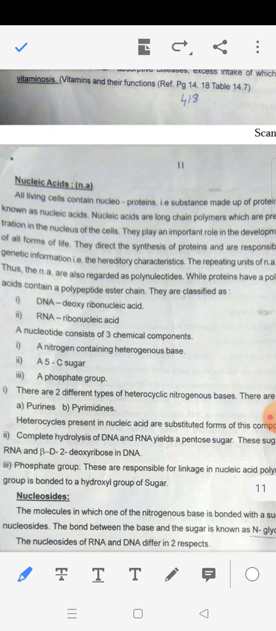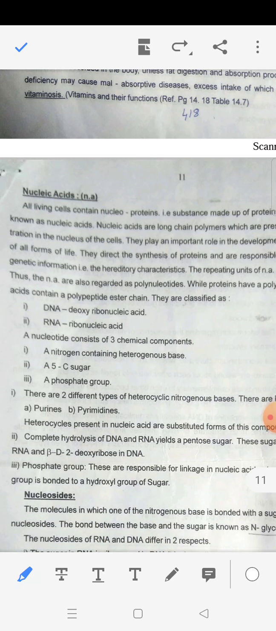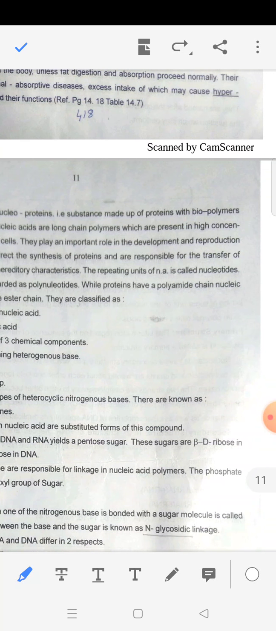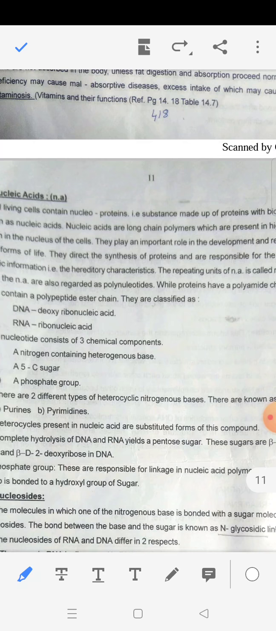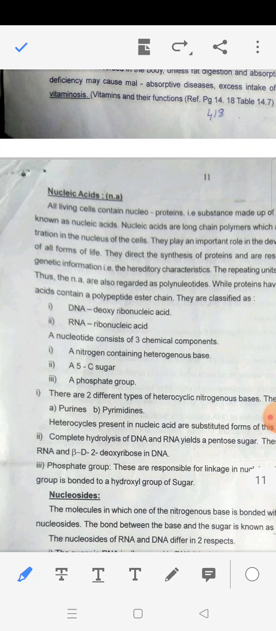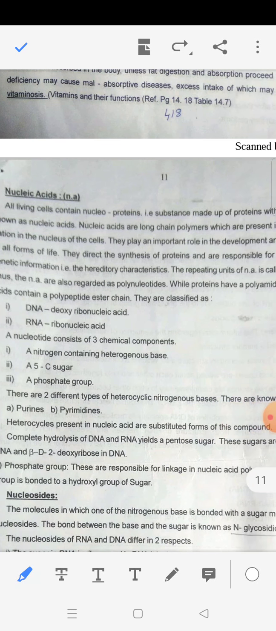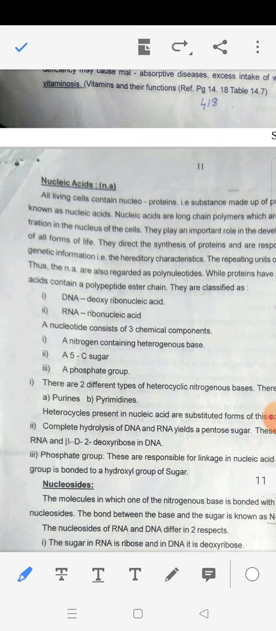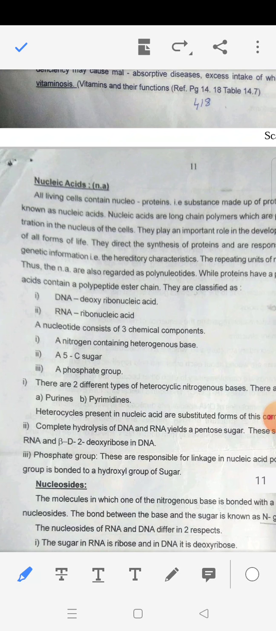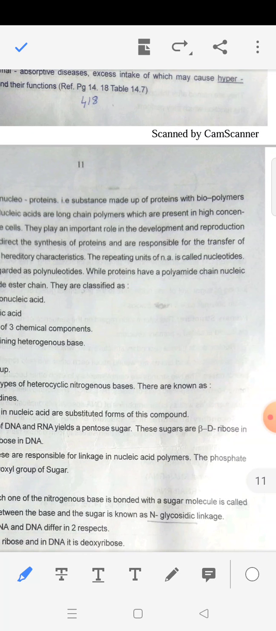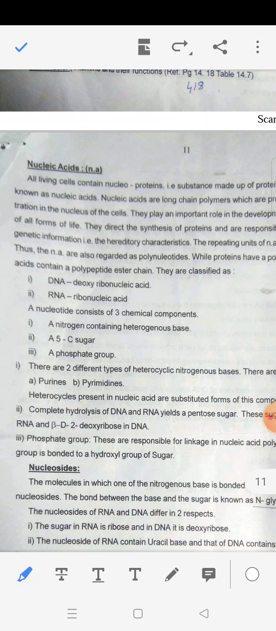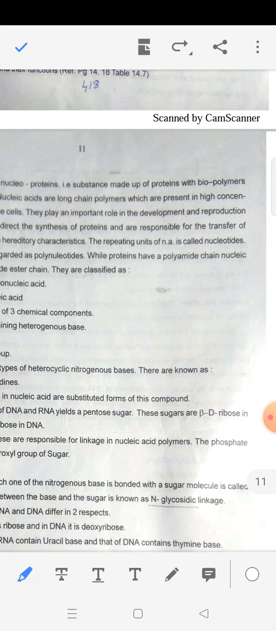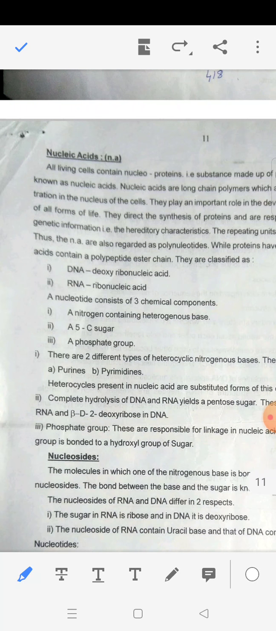Alright, so let us see. All living cells contain nucleoproteins, that is a substance made up of proteins with biopolymers known as nucleic acids. Nucleic acids are long chain polymers which are present in high concentration in the nucleus of the cells. They play an important role in the development and reproduction of all forms of life. They direct the synthesis of proteins and are responsible for the transfer of genetic information, that is the hereditary characteristics.